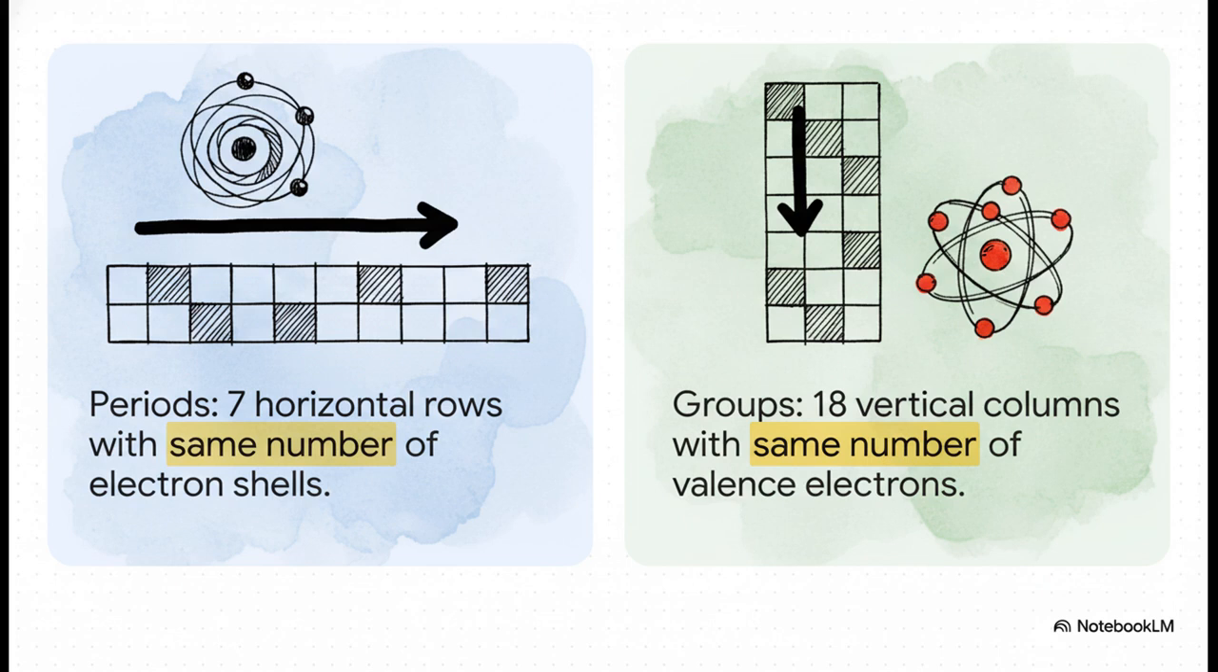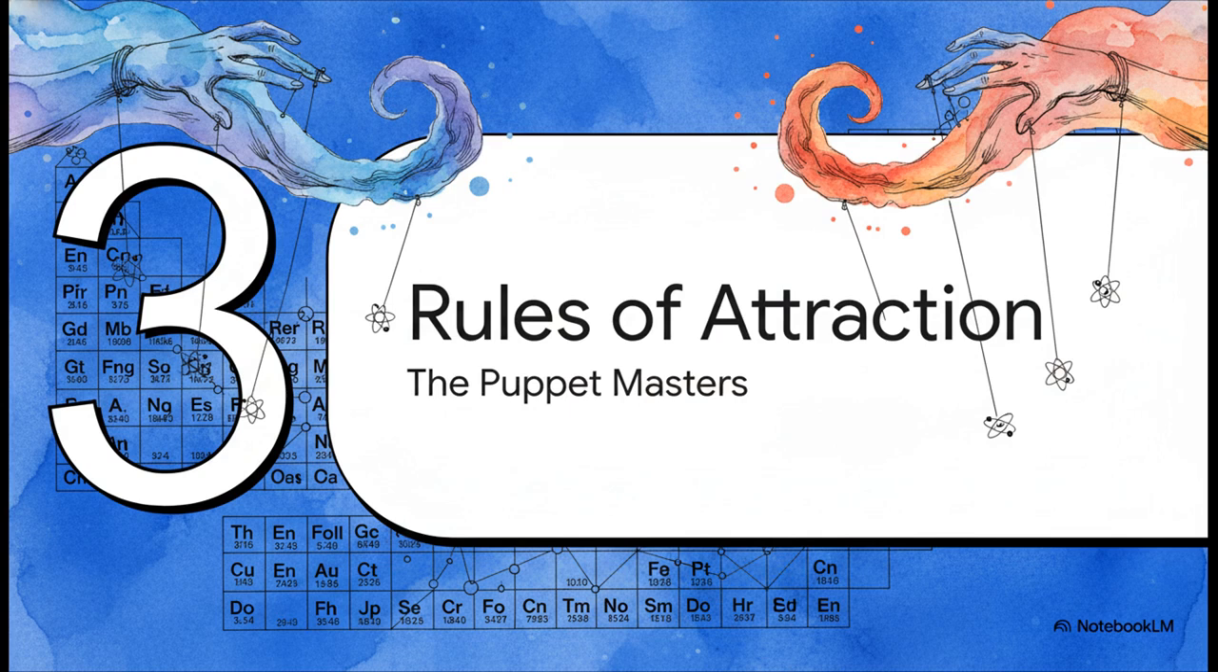So the big takeaway here is this. Because elements in the same vertical group have identical outer shell configurations, their chemical properties are incredibly similar. They basically behave like a family. Which brings us to part 3, the rules of attraction, or as I like to call them, the puppet masters.